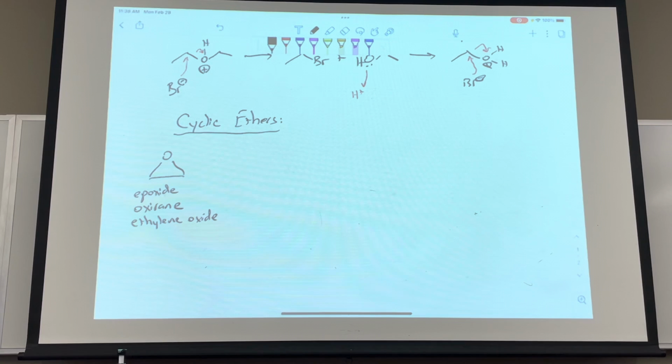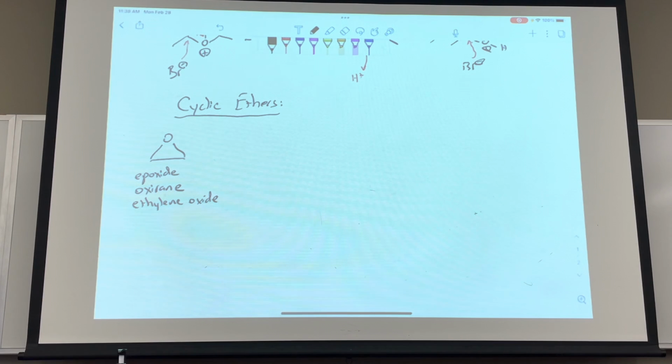But the IUPAC way of handling these cyclic ethers is, it's almost like a cyclopropane in a sense. It's a three-membered ring, but to indicate there's an oxygen present, we just throw that in the name. So we're not going to call it cyclopropane; to indicate there's an oxygen in the ring, we'll call it oxacyclopropane. And you can do that with any ring size. So for instance, the four-membered cyclic ether, we could call that oxacyclobutane.